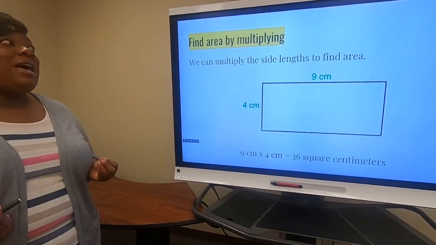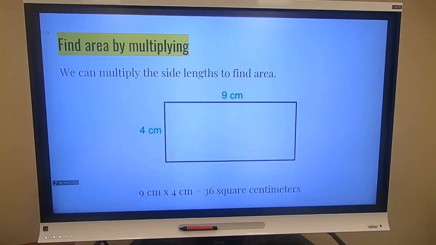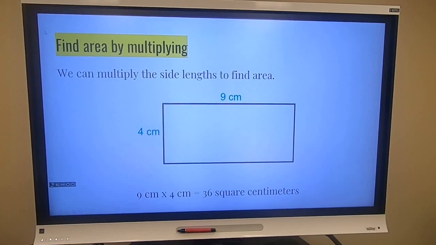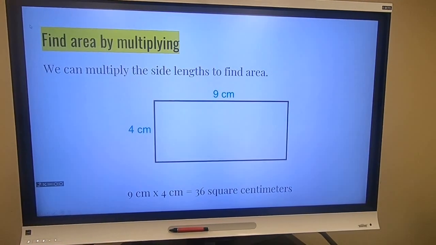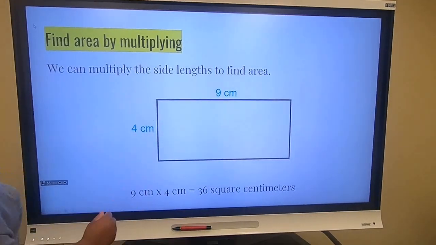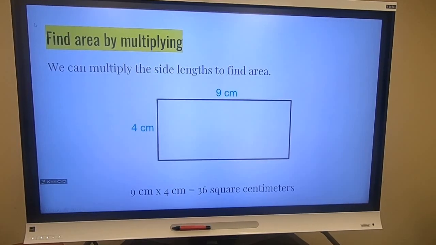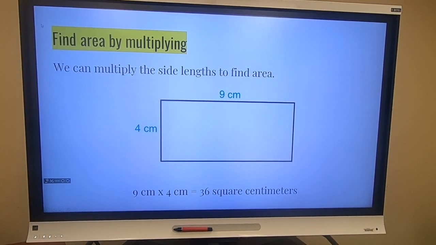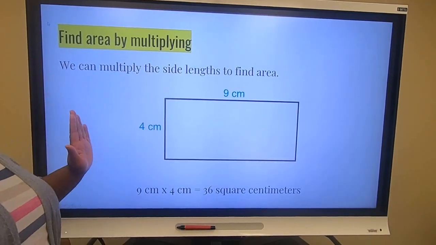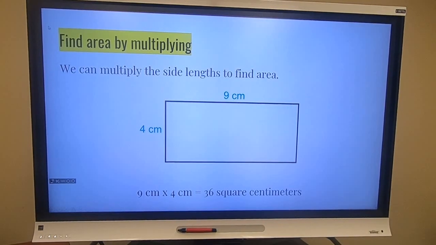We can multiply the side lengths to find area, okay? So take a close look at my rectangle here. If you notice, I've taken the length of the long side and I've taken the length of the short side, okay? When we're measuring area, we don't need all the sides. We just need the long side and the short side, the length and the width, to find area, okay?